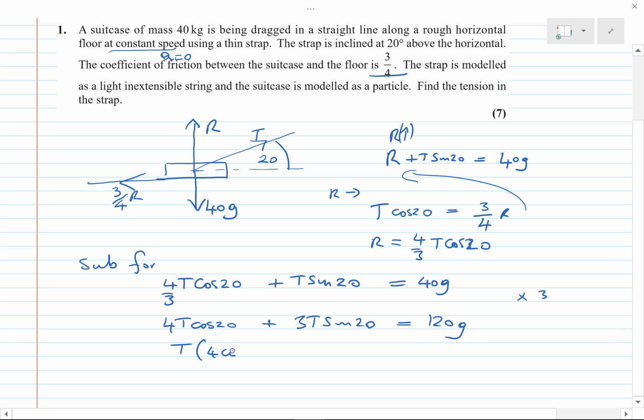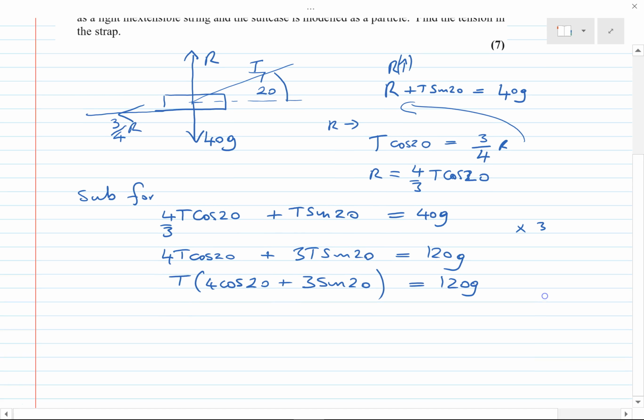Factorise. T times (4 cos 20 plus 3 sine 20) equals 120g. So the exact answer is T is equal to 120g over (4 cos 20 plus 3 sine 20). But this is M1. You're not going to get marks for an exact answer like that. Work it out, 2 or 3 significant figures: 246 newtons. Okay, so fairly standard first question as it should be.